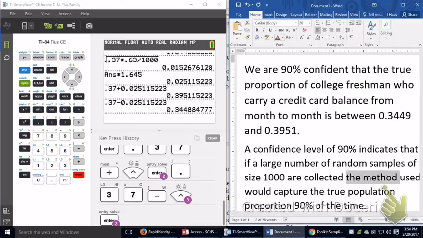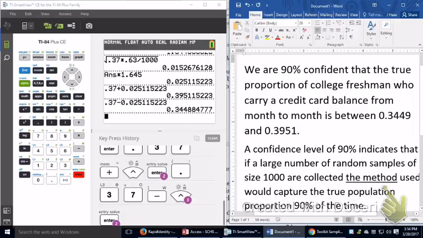So always make sure you understand when you're talking about confidence intervals, it's confidence in a particular methodology, not in one particular interval. It could be that you got the strangest group of students ever when you interviewed this time, and you just had freshmen who were running up credit cards like nobody's business, and your point estimate of 0.37 was so high that even doing the confidence interval, you failed to capture the true mean. It's also possible you randomly captured a group that had a very low population proportion, and there was no way to know.